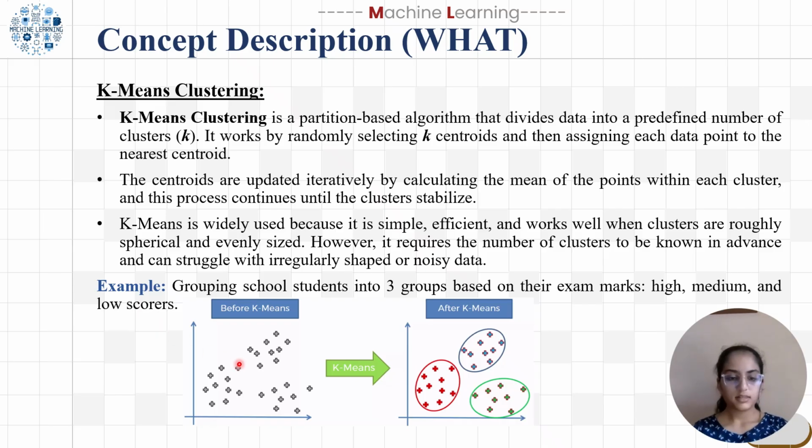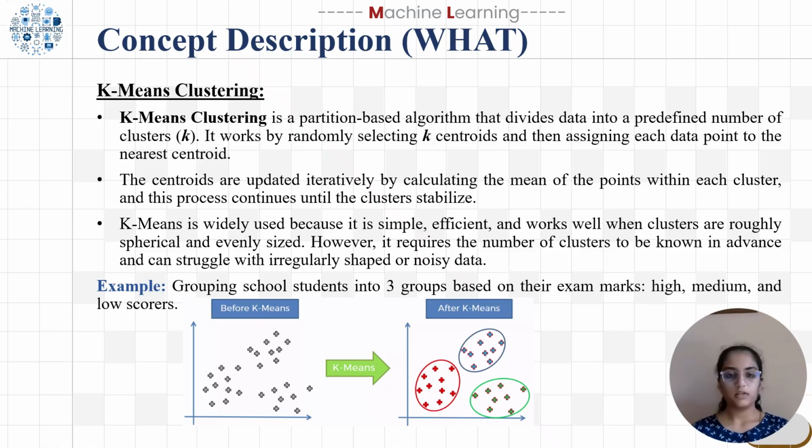Here we can see the diagram. Here we have raw data, where all the data points are randomly placed. After applying K-means clustering, we can see the clusters are formed based on similarity: here a red cluster, here a blue cluster, and here a green cluster. So the basic idea is to form clusters based on their similarities.